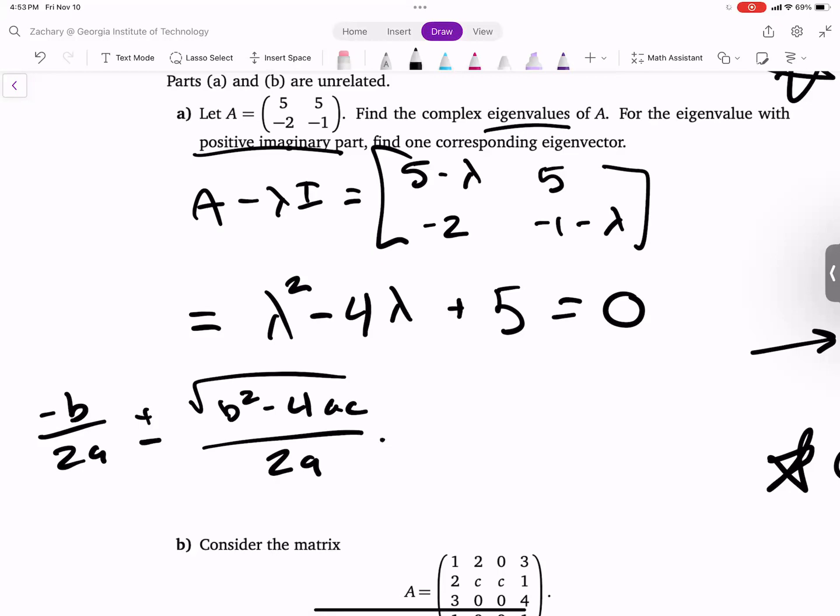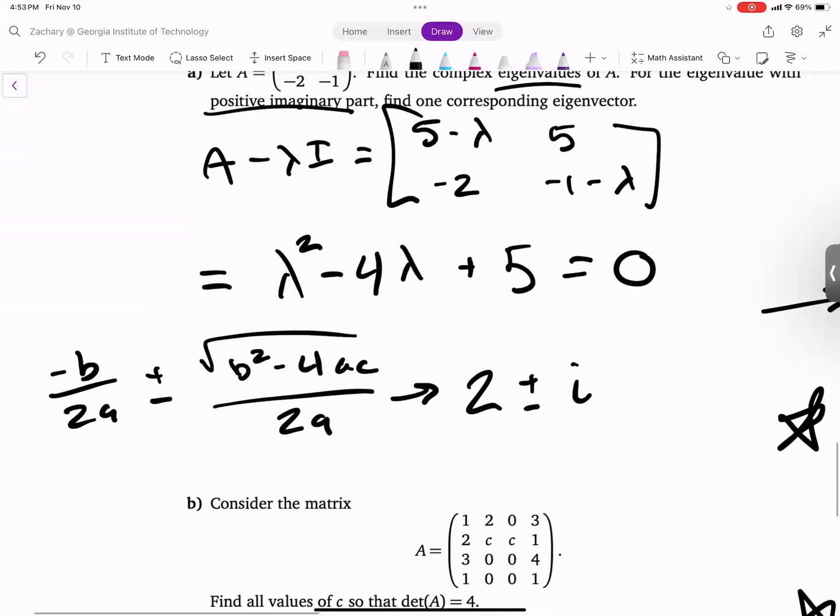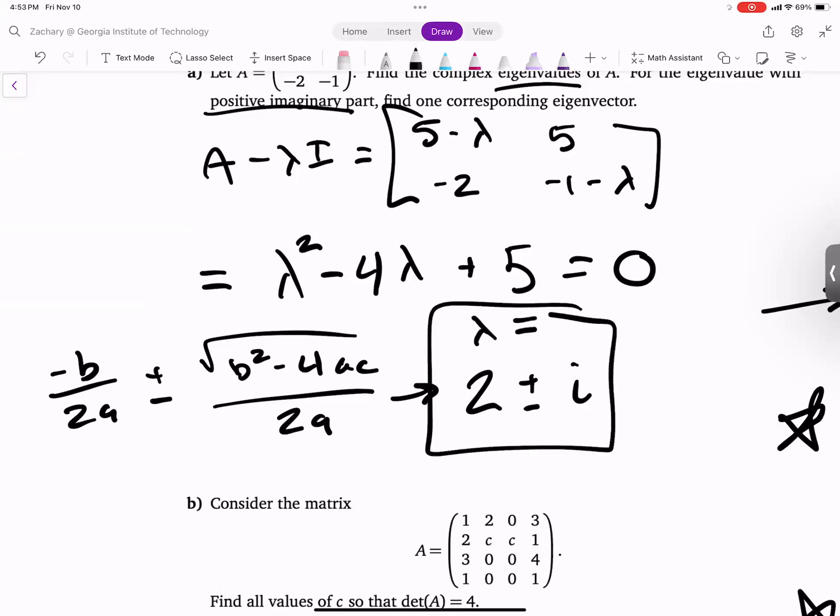In this particular case, I'm going to skip a little math and just tell you right off the bat that it's 2 plus or minus i. If you want to work that out, you are welcome to. You'll come to the same conclusion. So to get these eigenvalues, we solved this equation, which is quadratic, which is again why we use the quadratic formula. So these are my lambdas. Lambda equals this. Any questions so far?